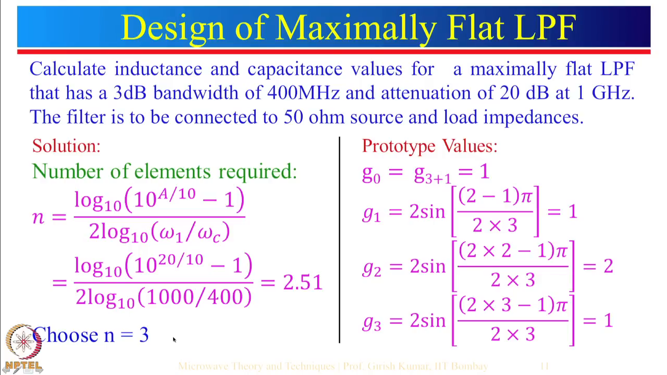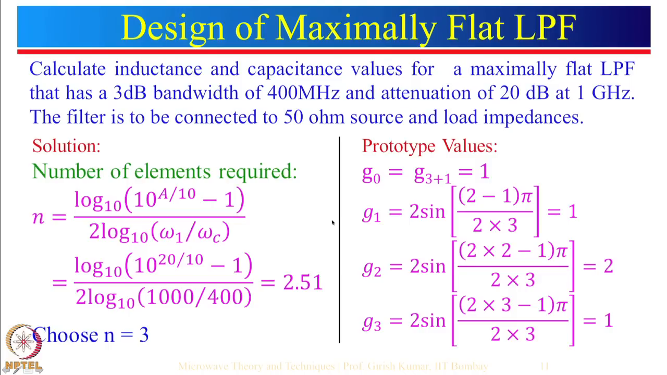So, the next step is to find out the g parameters. We know that g0 is equal to gn plus 1, here n is 3. So, input and the output source impedances are equal to 1. We will do the impedance scaling as well as frequency scaling in the next slide. The next step is now to find out g parameters, g1, g2, g3, n here is equal to 3. We put the value, we find out the corresponding g parameters, which are 1, 2, 1.